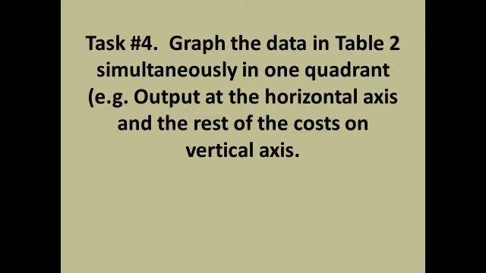Task number 4, graph the data in Table 2 simultaneously in one quadrant. For example, output on the horizontal axis and the rest of the costs on the vertical axis. So here is the graph of Table 2, which is figure 2, the long run cost schedule of Moderna.